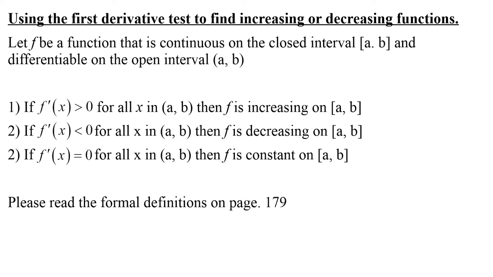And then if f prime, I hope I said that right, now that I'm thinking about it, it's not f of x, it's f prime. So if the first derivative is positive, if the first derivative is negative, or if the first derivative is 0 for all of those, then f is constant on a to b. And there are some formal definitions of those things on page 179 in the text that you might want to take a gander at when you're doing the practice work.